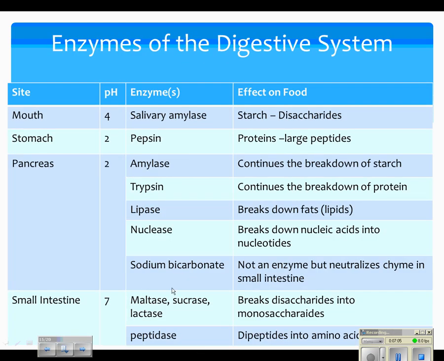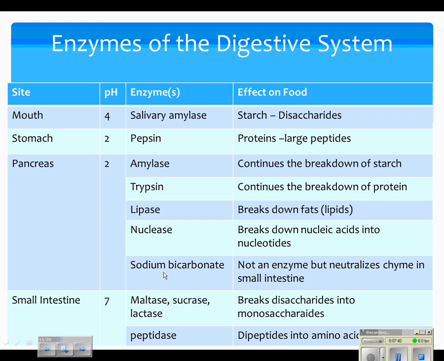So if we look at all these enzymes now that are in the small intestine or throughout the digestive system, in the mouth we start with salivary amylase, which starts to digest starch. In the stomach, we have pepsin, which starts to digest proteins. And then the pancreas secretes amylase for the breakdown of starch, trypsin, which is breakdown of protein. This is the continued breakdown, remember, it's already started. Lipase, which is going to break down fats, nuclease, which breaks down nucleic acids, and it's also going to secrete sodium bicarbonate. It's not an enzyme, but it's going to neutralize the chyme in the small intestine so that the other enzymes can work.